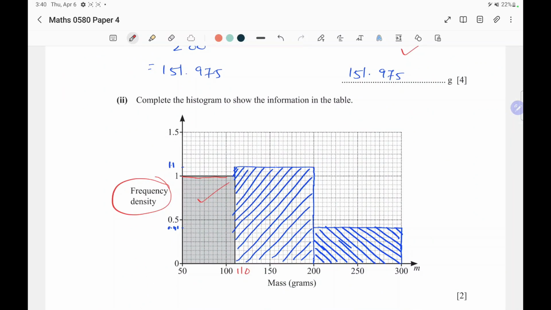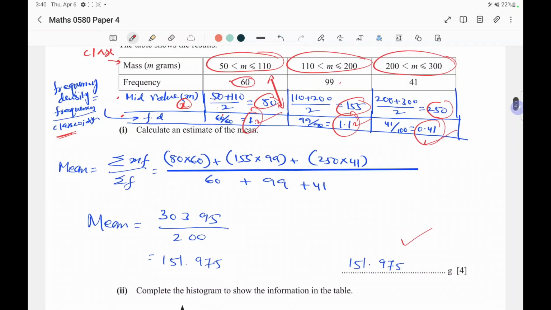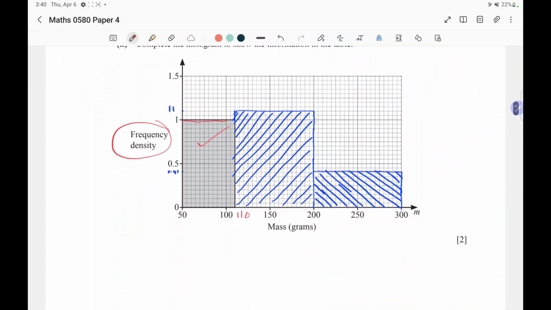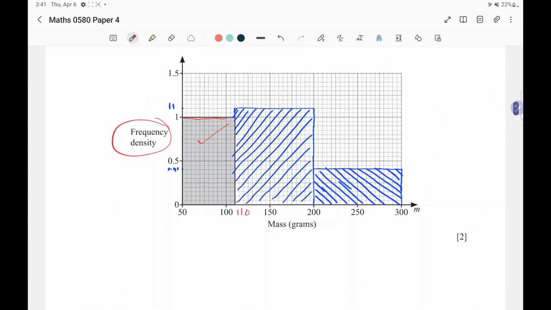So just draw a horizontal line till this and make one rectangle and shade. Now for 200 to 300, frequency density is 0.41. So roughly here, just draw one horizontal line to form one rectangle. So this is just a simple question. I don't think this is a difficult one. Every student, your exam is very near, just 1 month left, so I believe you are all comfortable with this.